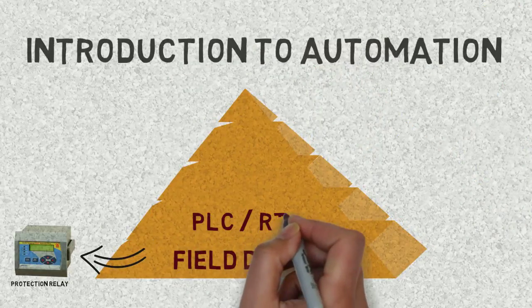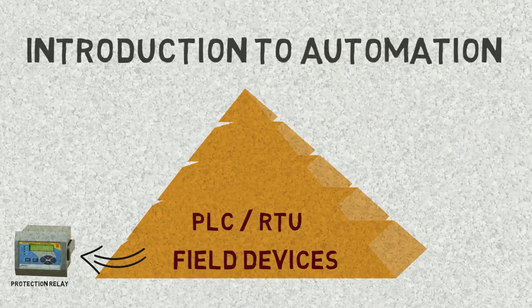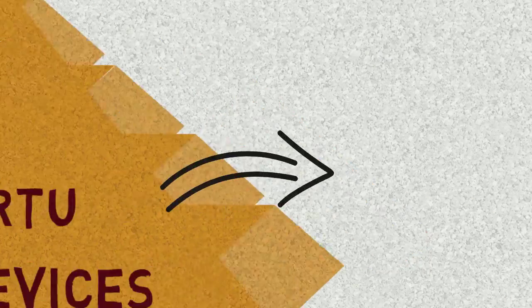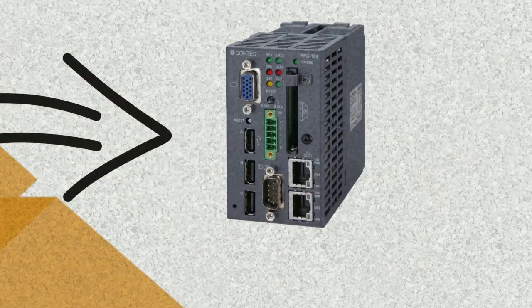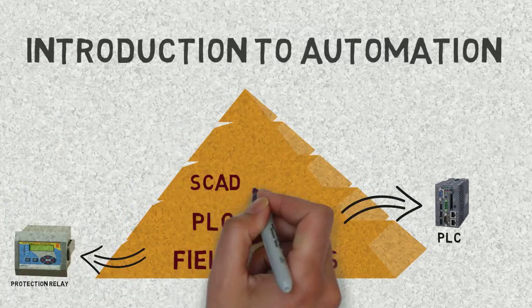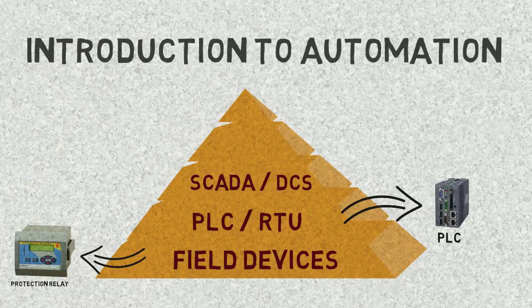Then comes the layer of PLCs or RTUs. PLC stands for Programmable Logic Controller and RTU stands for Remote Telemetry Unit. These devices provide basic control logic and timing circuits for operation. Also, they do the task of communicating with the high-level systems like SCADA and DCS in the upper part of the pyramid. The picture shows the image of a PLC.